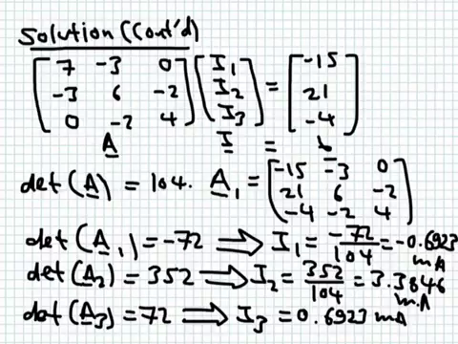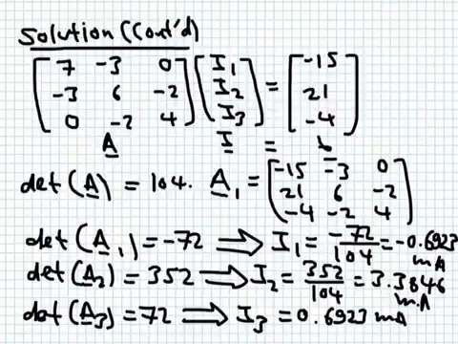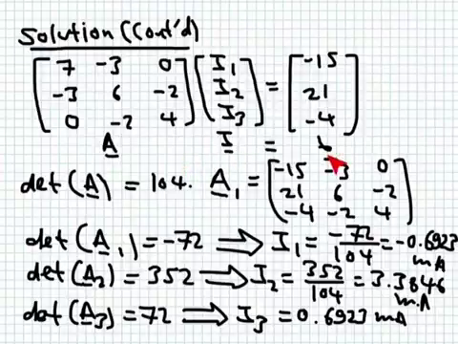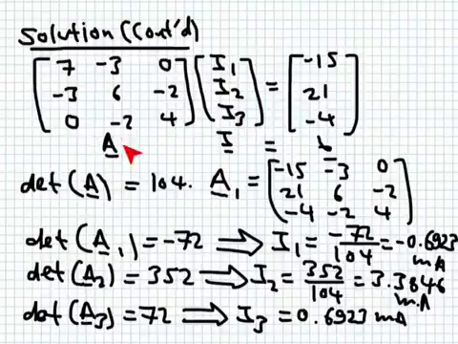Okay, we write this system of equations in the form of a matrix. Here we have the first equation, 7I1 minus 3I2 plus 0I3 is equal to minus 15. Second equation, minus 3I1 plus 6I2 minus 2I3 is equal to 21. Third equation, 0I1 minus 2I2 plus 4I3 is equal to minus 4. So this system has the form AI equal to B, where I is the vector of unknowns I'm looking for, I1, I2, and I3. A is the matrix of coefficients, and B is the right-hand side vector.